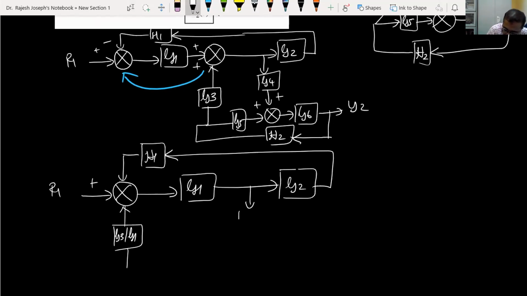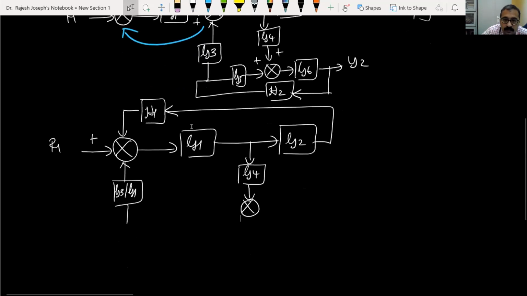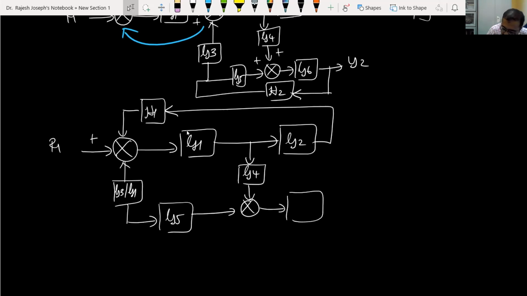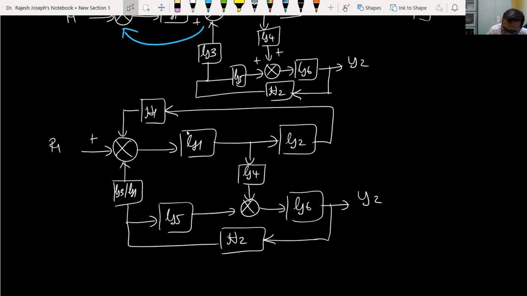From here we have G4. Here is the summing point. Then here we have G5 that is going to the summing point. This is G6. This is Y2. And here we have our H2. Everything else remains the same, right? Now what next? We can think of shifting this pickoff point to the right side of G2. So what happens? What will be the change?